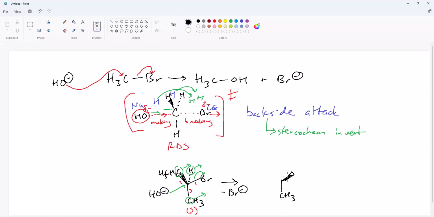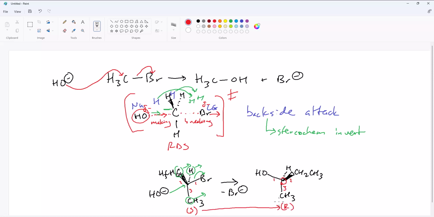Now our ethyl group is on the other side. Our hydrogen is pointing up, or up and back, and our OH is on the attacking side. So you can see it's come from the other side. And if we were to assign stereochemistry to this, we have 1, 2, 3. It goes clockwise, so this would be R. So as you see, we've gone from S to R.